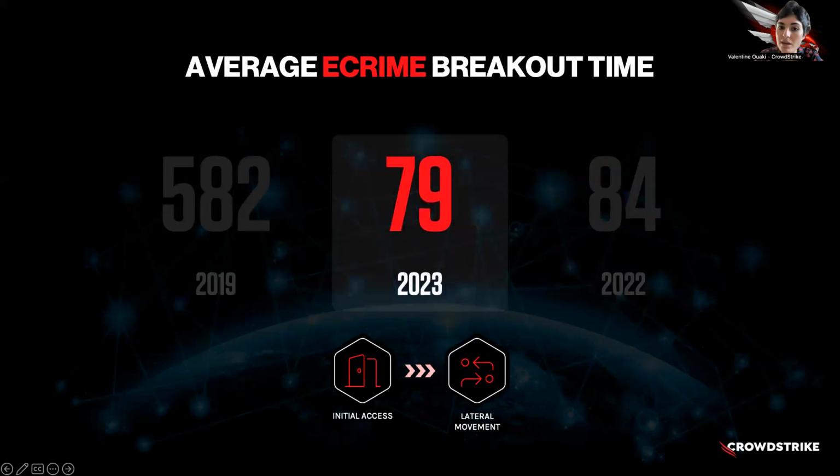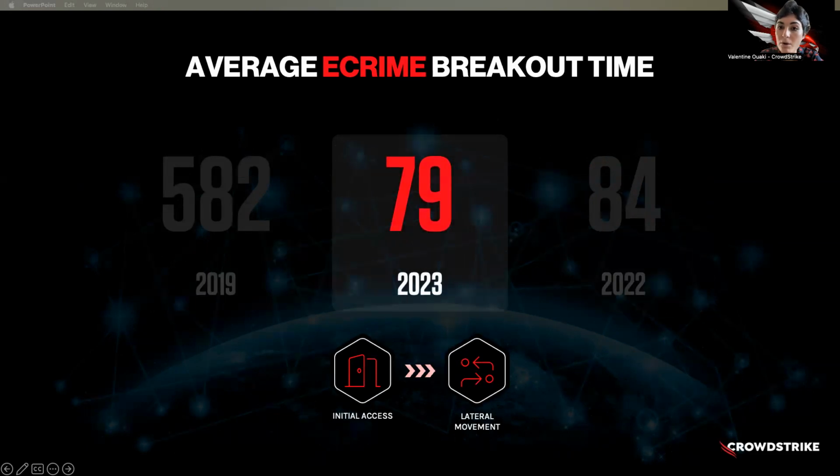So this shows that adversaries are more and more sophisticated. They know how to compromise victims quicker, forcing organizations to be much more prepared to detect and respond to the compromise in no time.